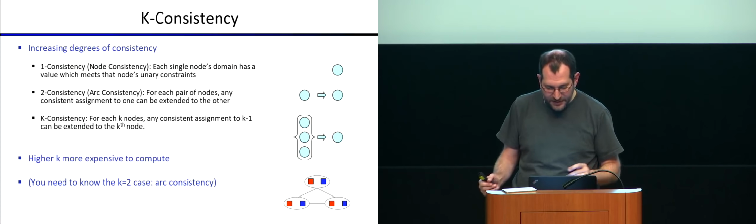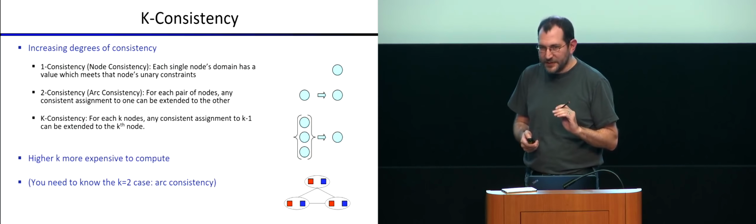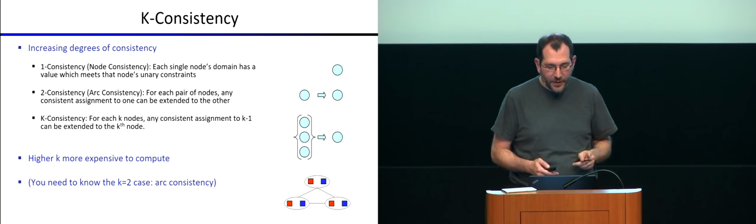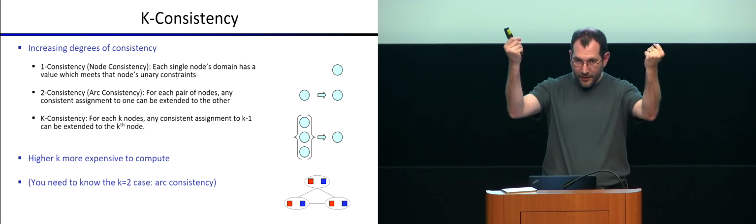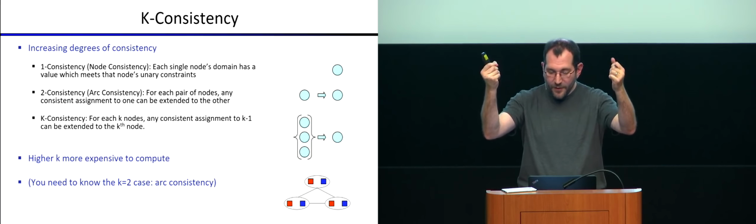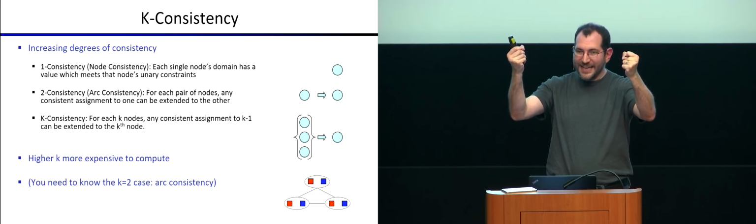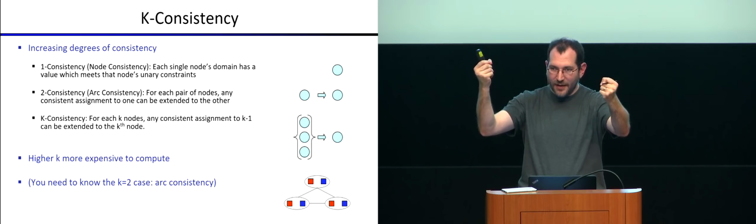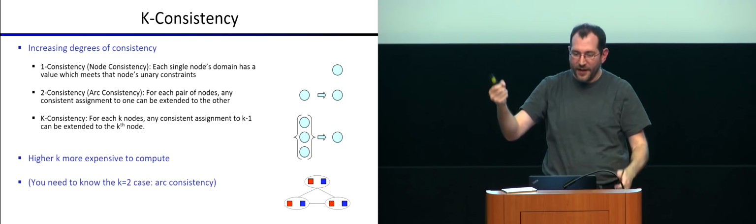So one consistency we don't have to think too hard about. Two consistency. This is actually what arc consistency is, but I'm going to state it in a particularly weird way so that we can extend it to higher orders. Arc consistency phrased this way says for any pair of nodes, so I grab two nodes in my graph, if you have a consistent, meaning does not violate constraints, assignment to one, it can be extended to the other. Right, so that means for any assignment to the tail, there is an assignment to the head that extends that tail assignment without violating a constraint.